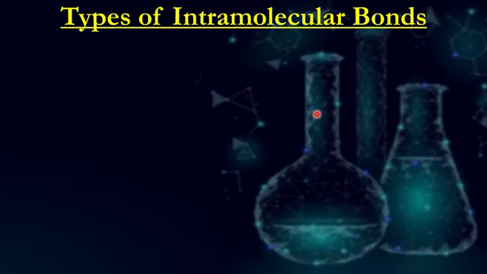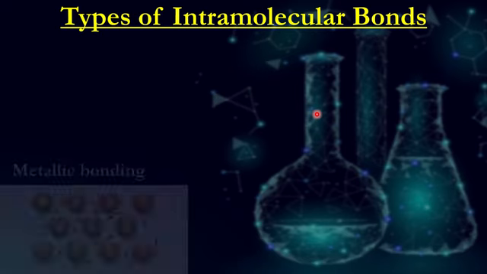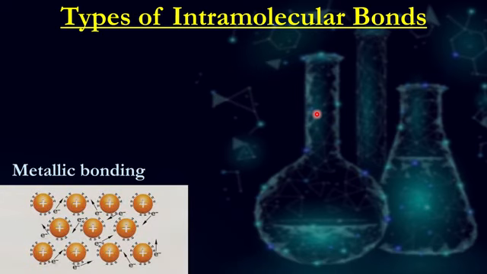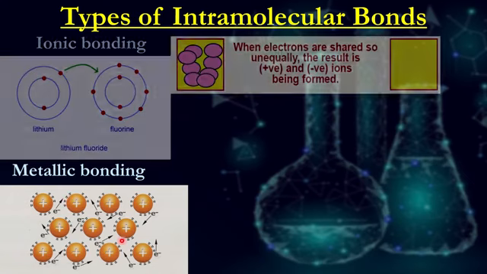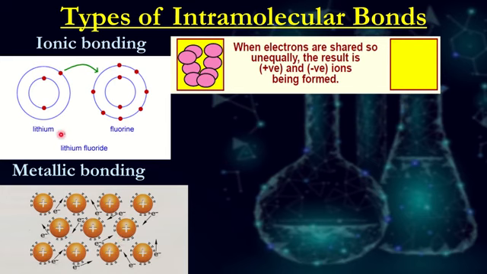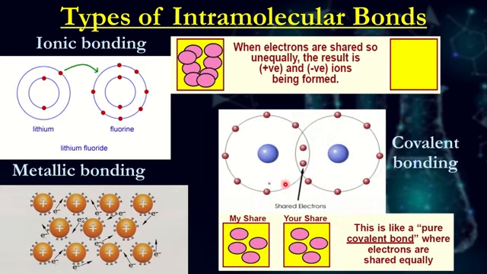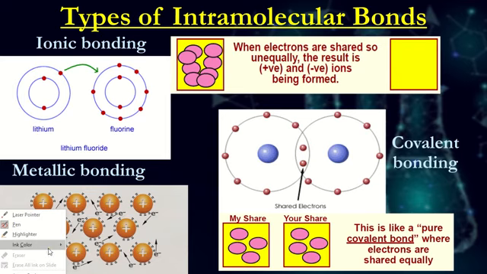All right. So the three major intramolecular bonds we talked about were metallic bonding, which are bonds between positive metal ions with a sea of delocalized electrons moving around them. We had ionic bonds, so a bond between a metal and a nonmetal. And this is where the nonmetal takes all the share of electrons from the metal ion. The last one we have is covalent bonds, and these are bonds between two nonmetals, and basically the electrons are shared between both.